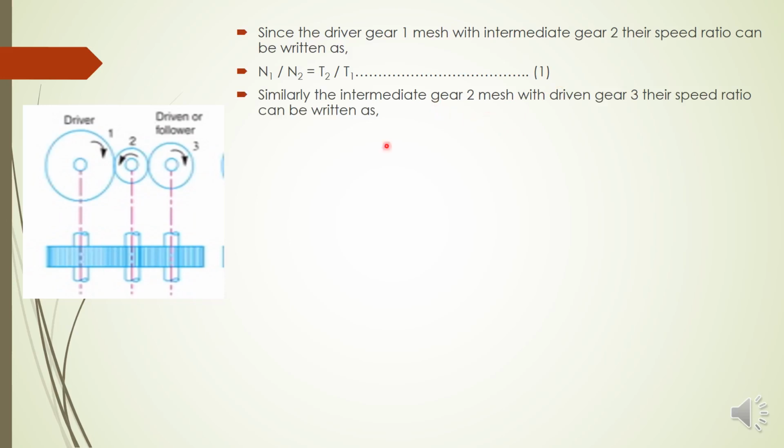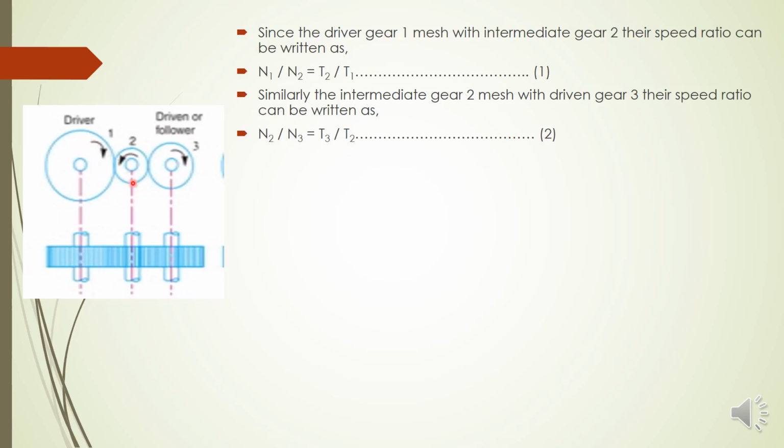Similarly, intermediate gear 2 and gear 3 mesh together. In this intersection, we can see 2 and 3 are meshed together. So again the speed ratio of those two gears. Remember, we are writing the speed ratio of each individual pair of gears, and we will be combining these for the entire gear train. First we wrote the speed ratio for 1 and 2, which are meshed together. Now we write it for 2 and 3, which are meshed together. So N2 by N3 is equal to T3 by T2, reversed. This is equation 2.